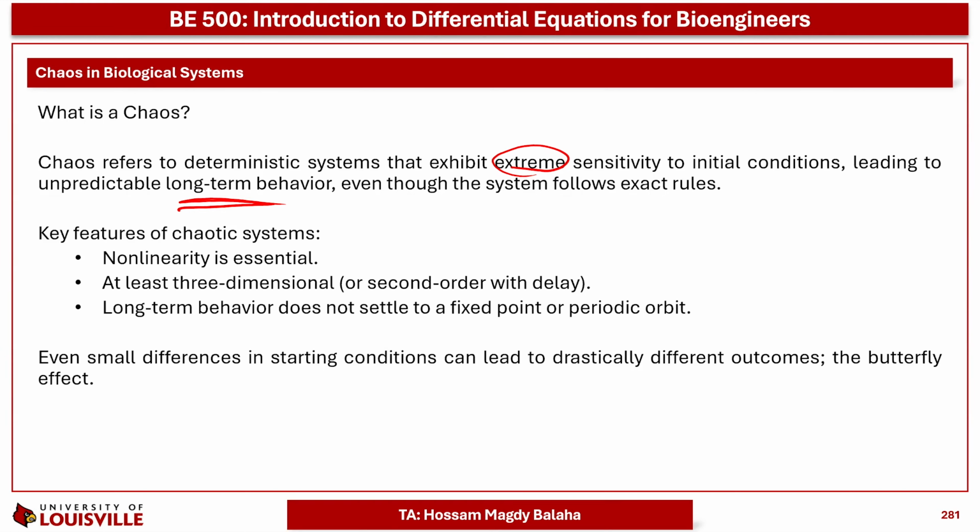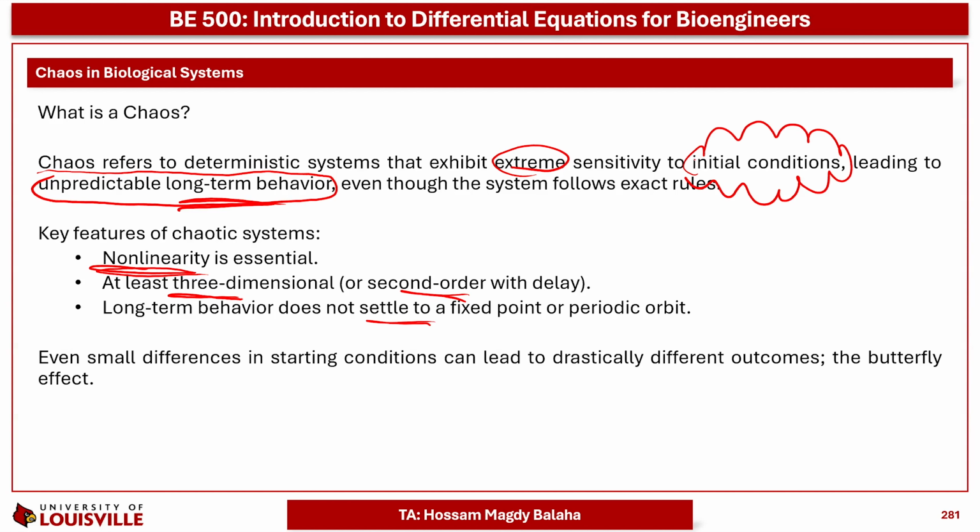So simply we have a system which is deterministic and can look like a random system, but it's not random. And we can say it's impossible to determine over the long term, or we can say unpredictable long-term behavior. So we have a nonlinear system, which can be 3D, three-dimensional, or second order with delay. And for the long term, it doesn't settle to a fixed point or periodic orbit. And more than that, it depends on the initial conditions.